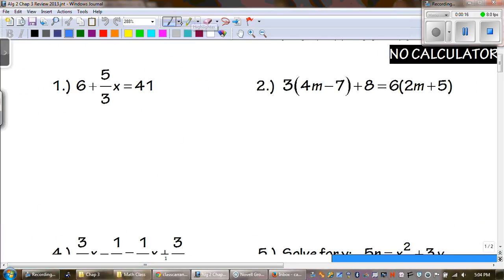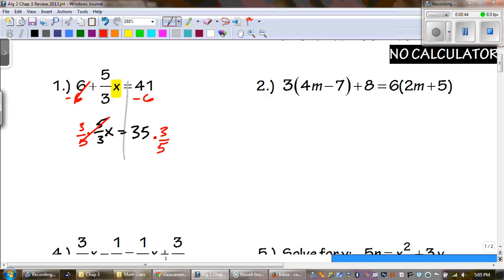Number 1, solve for x. So we're going to start by subtracting that 6 and getting it to the other side. And now we have 5 over 3x equals 41 minus 6 is 35. Now, to get rid of a fraction, we need to multiply by the reciprocal.